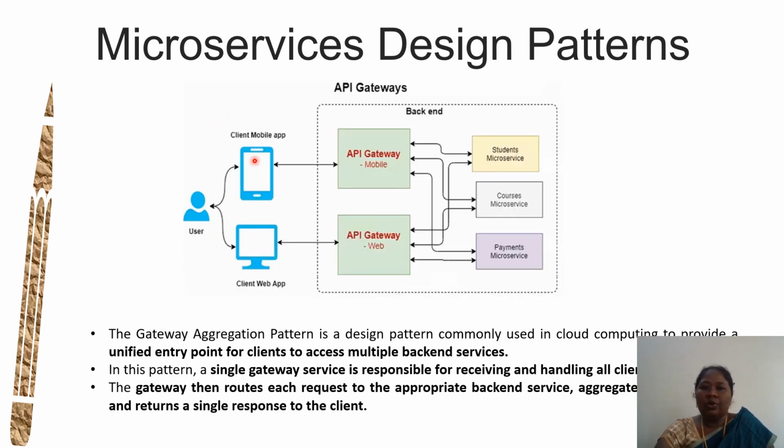The client can access through a mobile application or a desktop application, that is, a web application. Both are supported, and through them they want to access a particular service. The API gateway will redirect the request, handle it, and respond back. So the gateway aggregation pattern also works here. It is a design pattern used in cloud computing platforms, where there is a unified entry point for clients to access multiple services. There is one single entry, but multiple requests can be accessed.